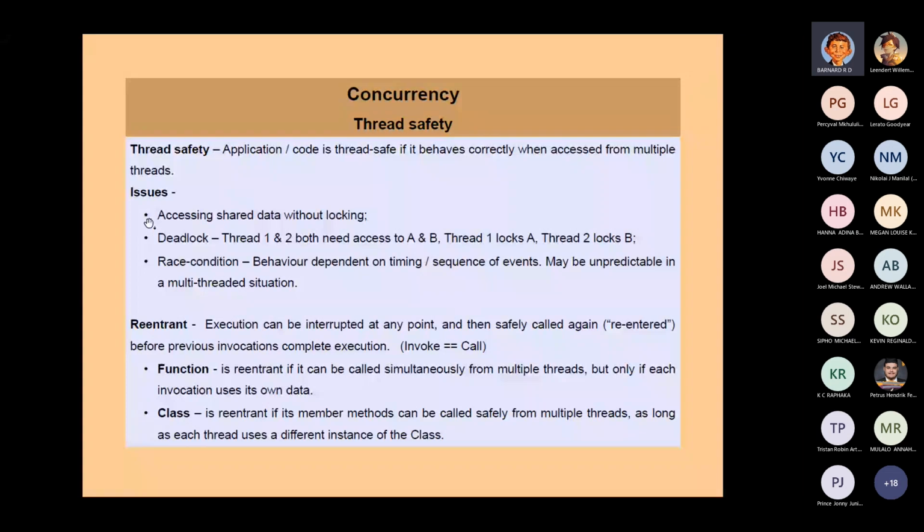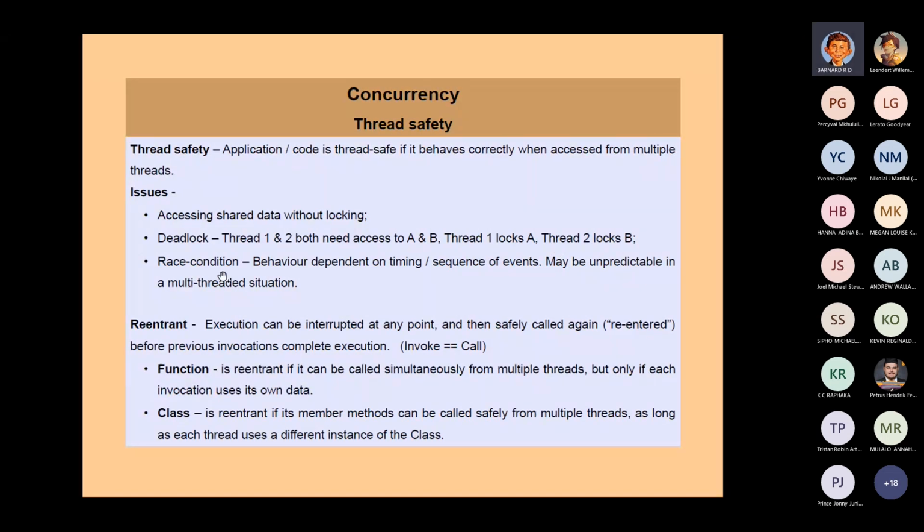Some of the issues that you might have with regard to thread safety is trying to access shared data without locking it. In other words, if you get two or more threads trying to access the same resource at the same time, you get what is known as a deadlock when threads 1 and 2 both need access to A and B, but thread 1 locks A and thread 2 locks B. Then they both sit there waiting for each other, and neither can proceed.